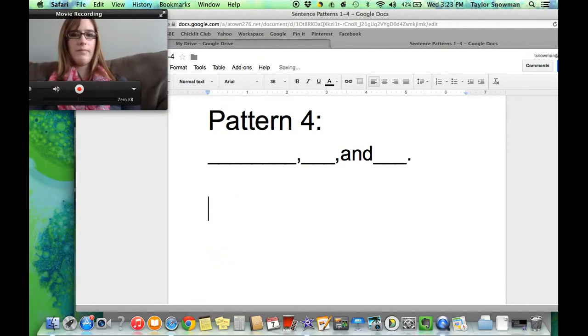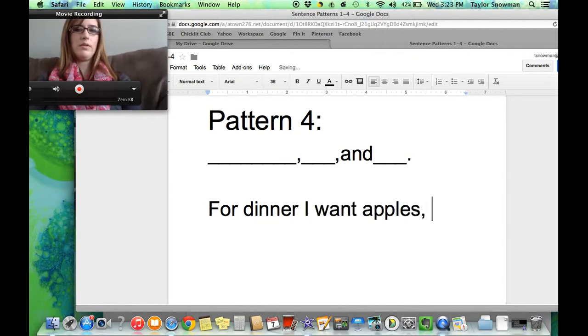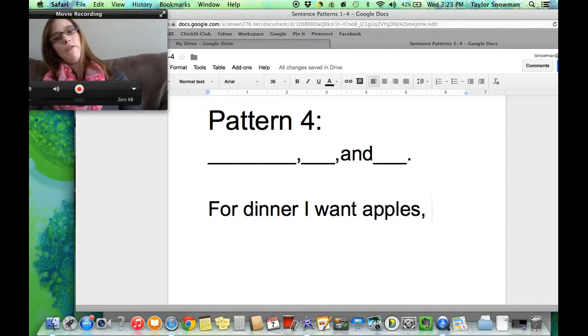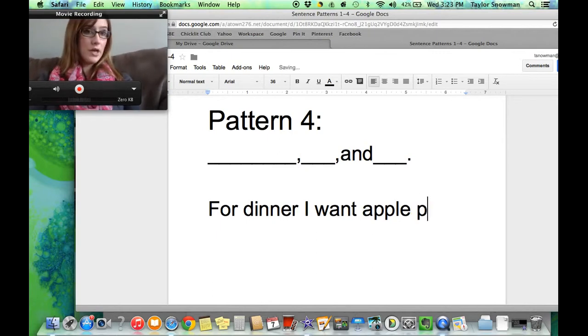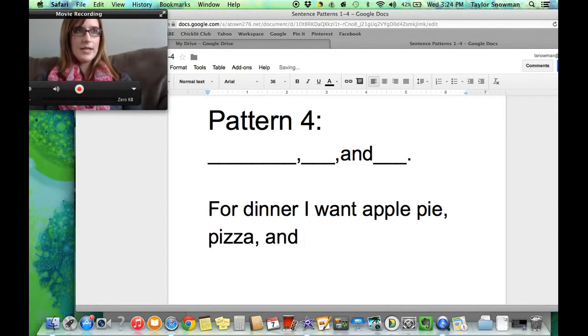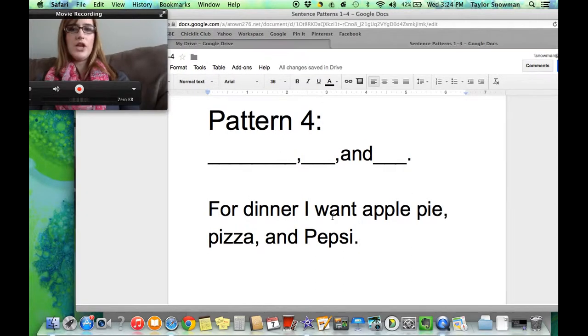So let's try another one. For dinner, I want apples. Why do I want apples for dinner? I don't like apples. Whatever. Okay, for dinner, we're going to change it. For dinner, I want apple pie, pizza, and Pepsi. Pepsi's capitalized because it's a proper noun. So for dinner, I want apple pie, comma, pizza, comma, and Pepsi. It's a very, very unhealthy dinner, but it's some of my favorite foods, so who really cares?